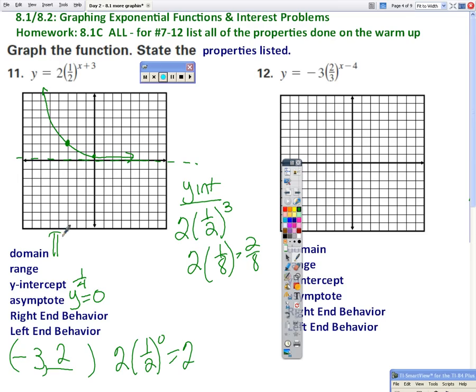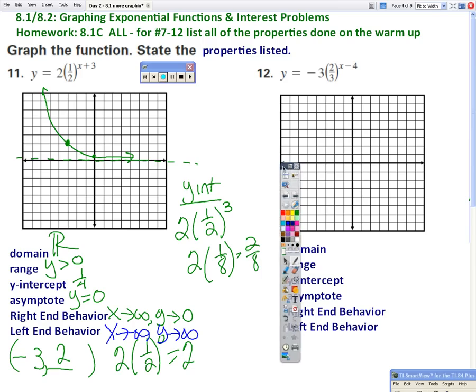Domain is all reals. The range is everything above 0. As x goes to infinity, y is approaching 0. And for left end behavior, as x goes to -infinity, y is approaching +infinity.